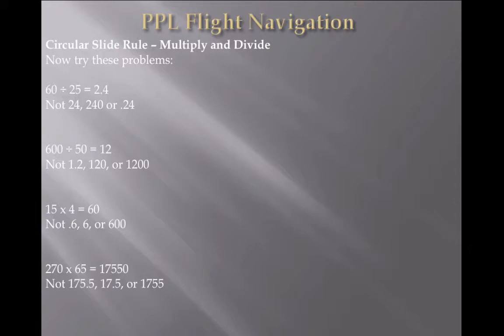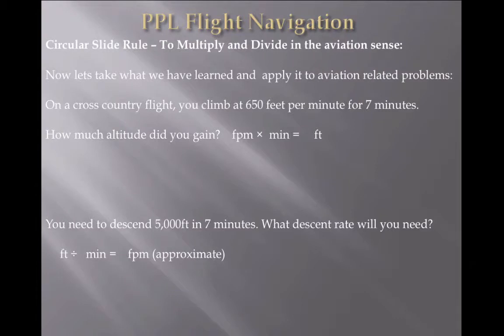But anyway, get some time, run it through, see how you get on. So taking the multiplication and division and actually putting that into an aviation-related problem. On a cross-country flight, you climb at 650 feet per minute for 7 minutes. Now you've got to work out how much altitude you gained. Simply put, it is 650 feet per minute times the number of minutes, 7 minutes.